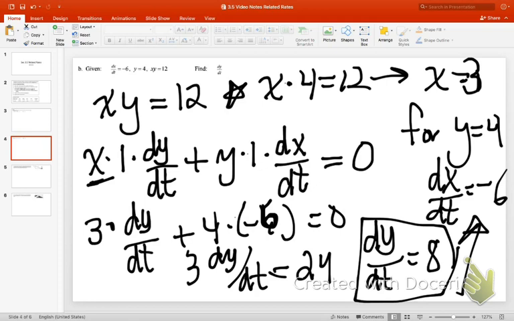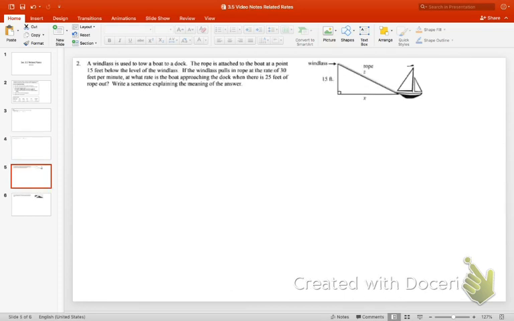So let's go ahead and move on to example 2. All right, so in example 2, they're not starting us off with a couple of pieces already written down. We're going to have to find all the information that we need from the given problem. So a windlass is used to tow a boat to a dock. The rope is attached to the boat at a point 15 feet below the level of the windlass. So that's this length here.